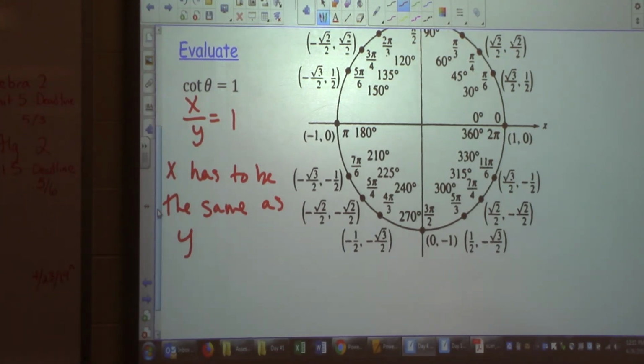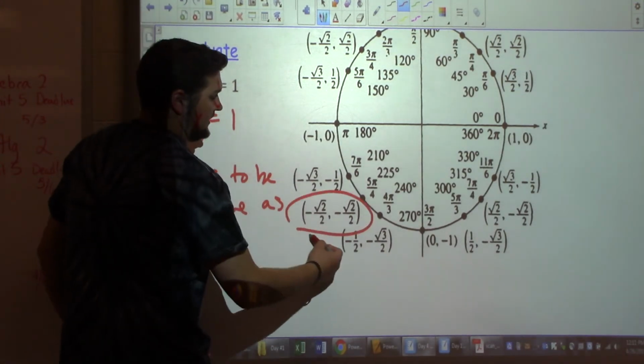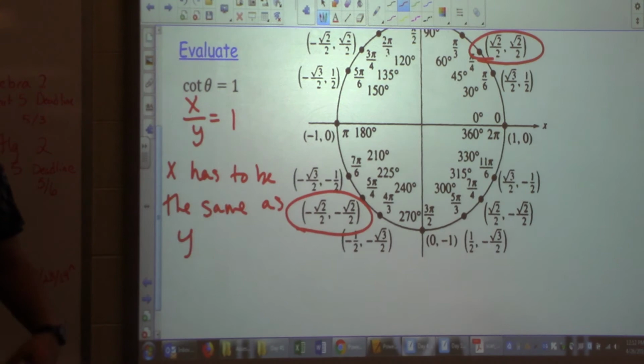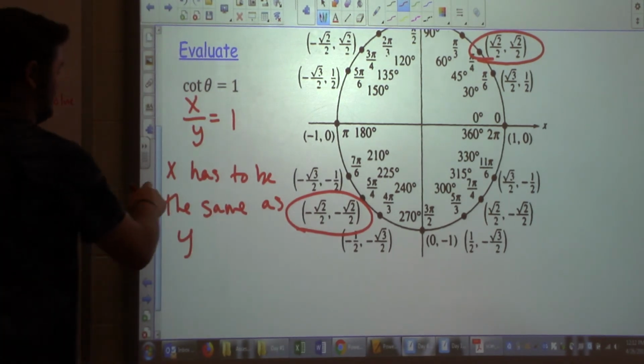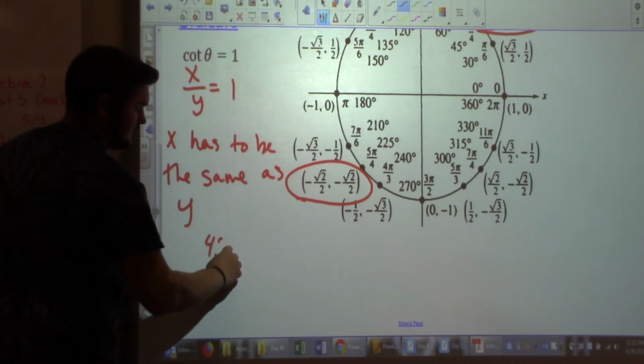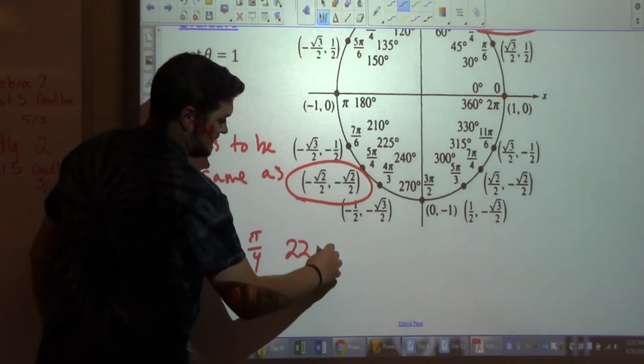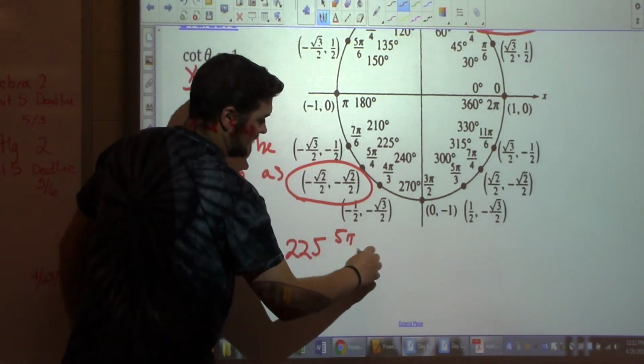So what you're going to do now, look on a unit circle. Where is x the exact same as y? 225, and Lacey, you said 45. 45 degrees. So those two spots are where this one will be true. 45 degrees, pi over 4. 225 degrees, 5 pi over 4.